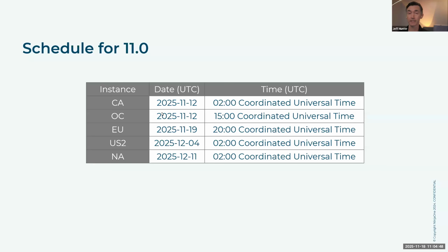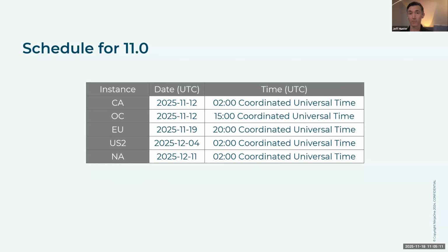And as such, I did want to inform you that I'm going to be doing my demonstration from the Canadian instance of NinjaOne. We have these regional instances that you can see here on the screen. And when we launch new versions of NinjaOne, we do stagger those rollouts. And so we're starting in Canada and the OC, the Oceanic instance.